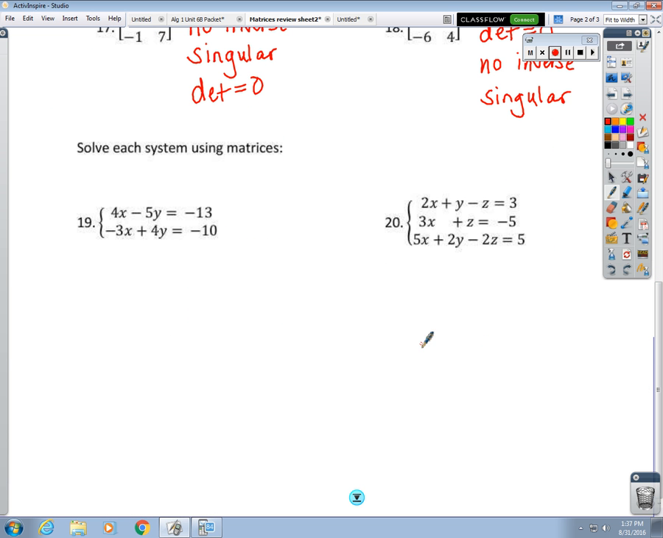Okay, number 19. Solve each system using matrices. Alright, well, it says solve, and there's x's and y's. So we obviously want to know what x equals and what y equals. Does anybody remember what we have to do here? Okay, what do we do?